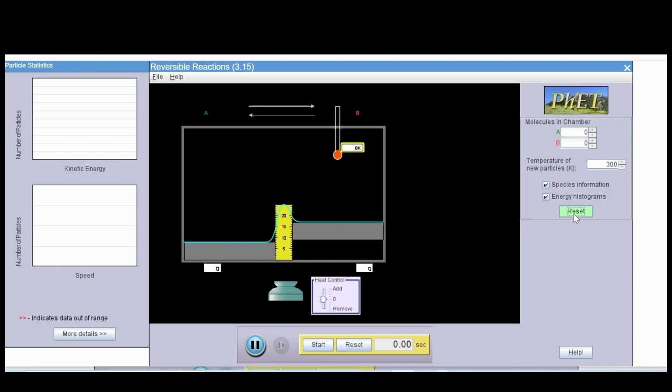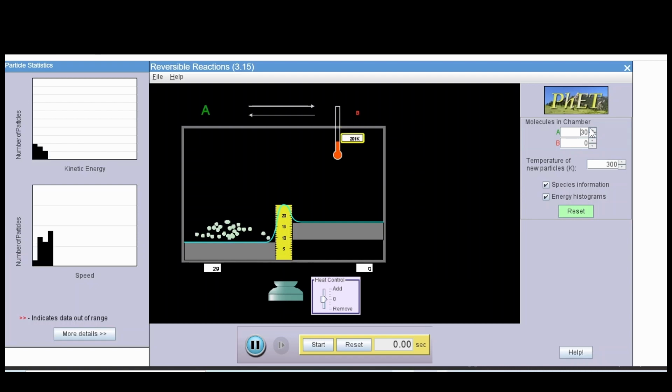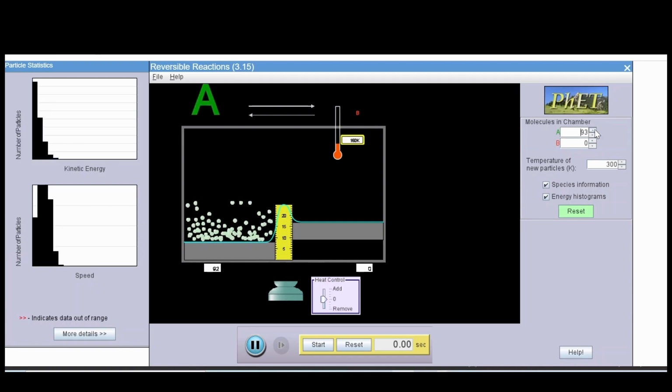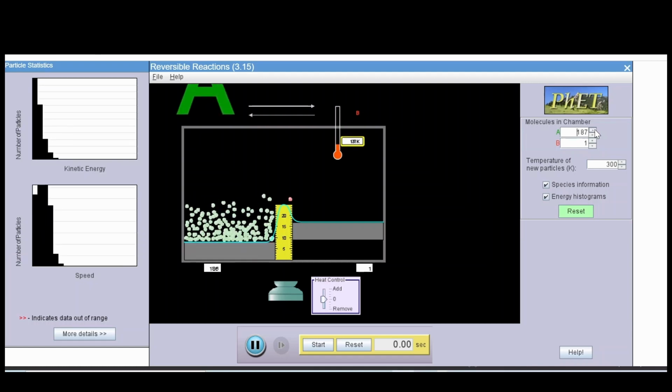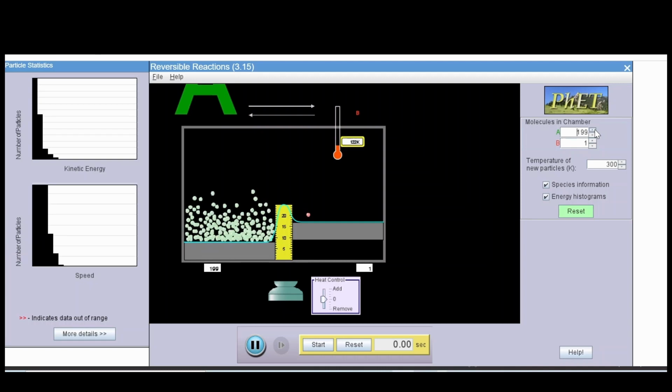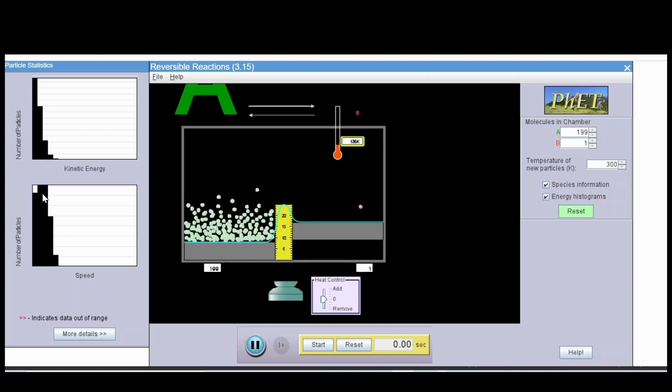As mentioned, we define chemical equilibrium as a state during a reversible reaction when the rate of the forward reaction is equal to the rate of the reverse reaction. To illustrate this, let's first look at what happens when I add about 200 molecules of A. Firstly, we see on both these graphs how the number of particles immediately increases sharply, and the kinetic energy and molecule speed also increases gradually.